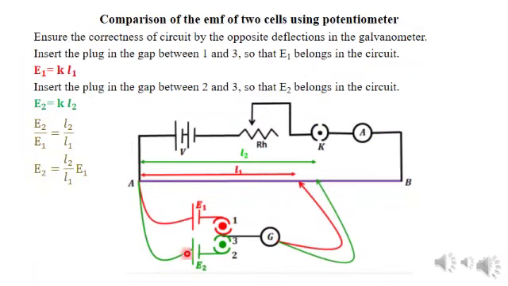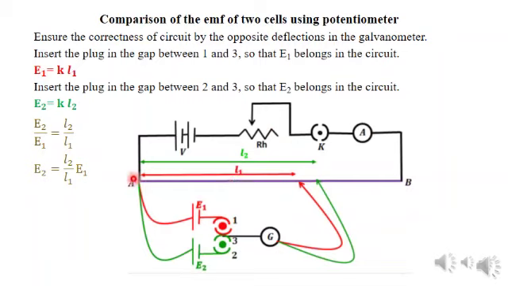Comparison of the EMFs of two cells by using a potentiometer. Consider a circuit as shown in the figure. AB is the potentiometer wire.